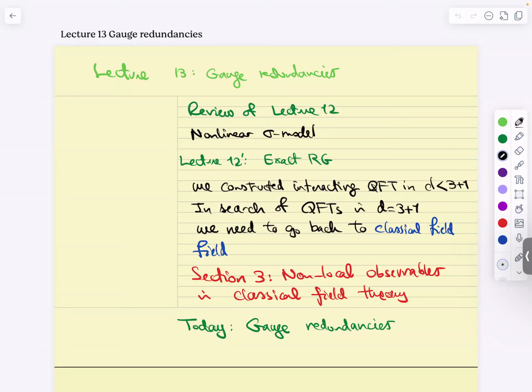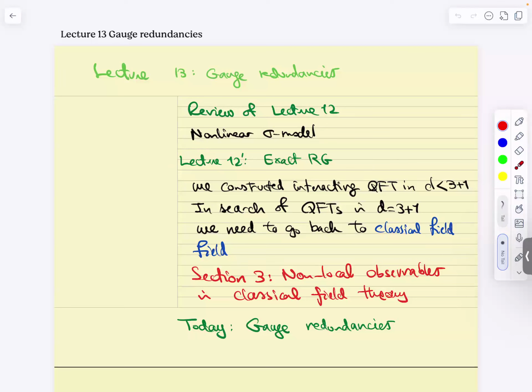Okay, so today we're going to talk about gauge redundancies. As usual, start with a review of the previous lecture. Now, I finally decided that there will be 2 slides called lecture 12 prime on exact-org, 3 slides actually. So I'm going to cut this down so that we can get to more material. All right, so what did we talk about last time?